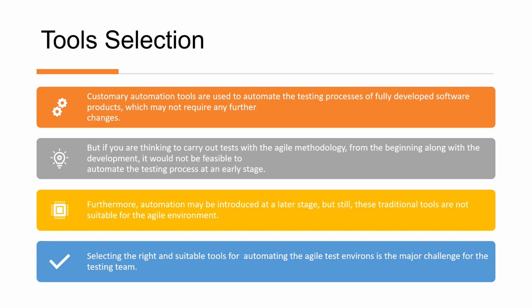Selecting the right and suitable tool for automating the agile test environment is a major challenge for the testing team. Like we have Selenium, and we have API testing, and we have Postman, we have REST APIs. We have a lot of technologies and tools within DevOps and in Jira and multiple tools where we can perform agile testing.